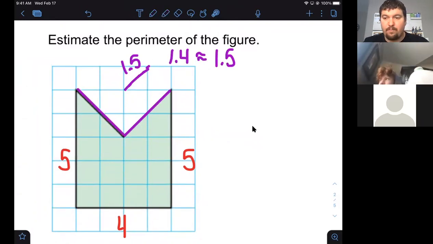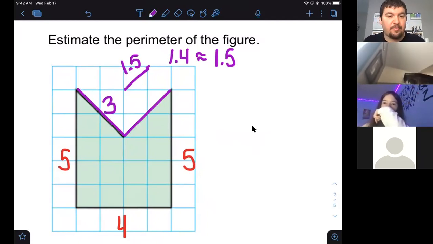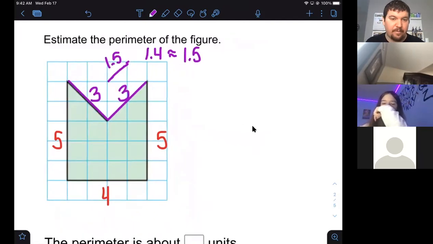Can someone tell me what 1.5 plus 1.5 is? 3. Nice job. Yeah. So this is going to round. It's not completely accurate, but it's going to round to about 3 units. The other side is also going to round to 3 units. Okay. So the diagonal sides are a little bit more complicated to find. Instead of counting by 1, you have to count by 1.5.